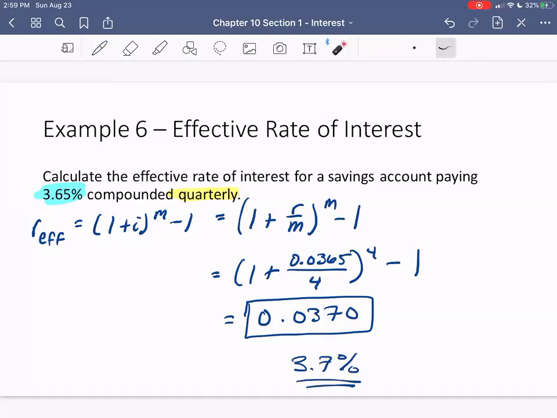Just to recall real quick, how do you go from a decimal to a percentage? You just move this over 2 times. There's your 3.7.